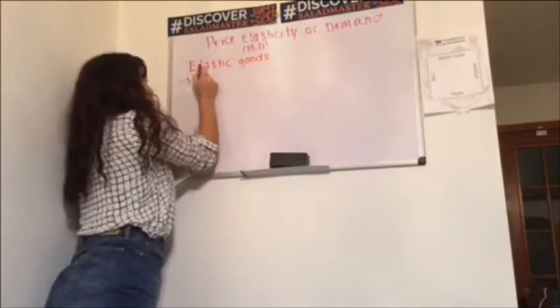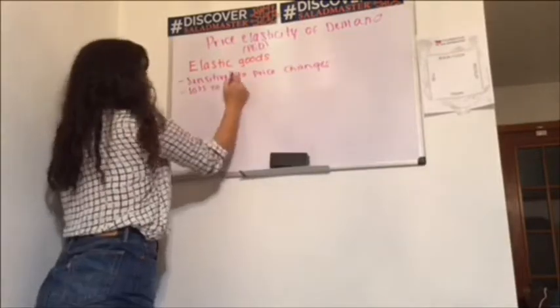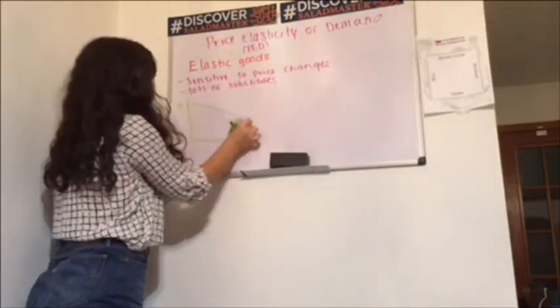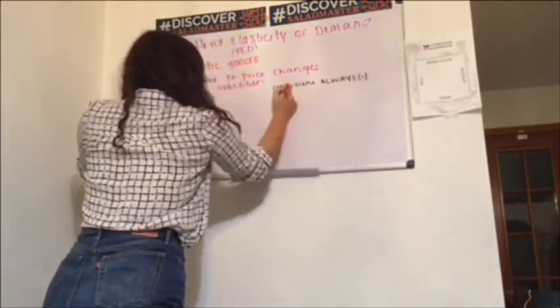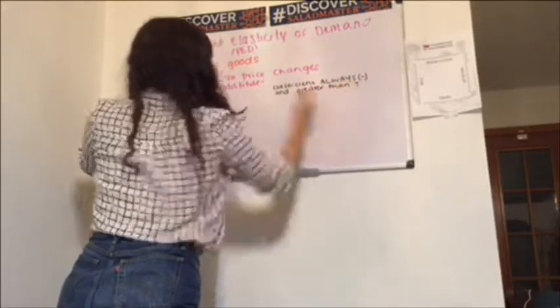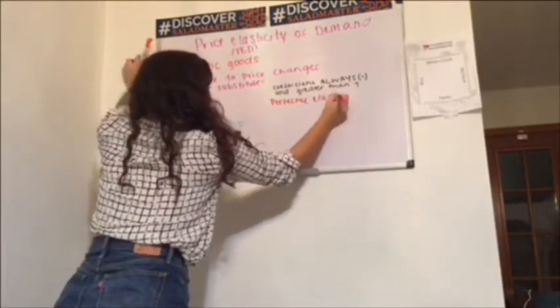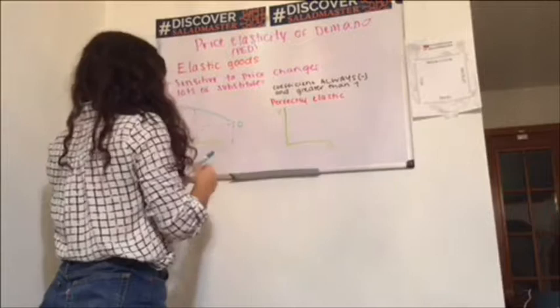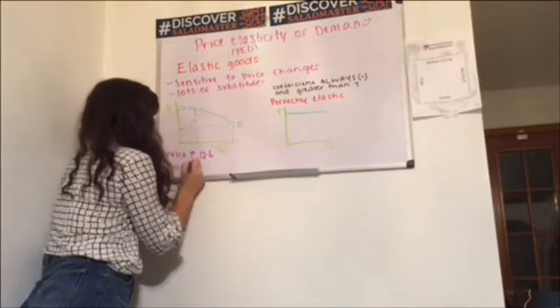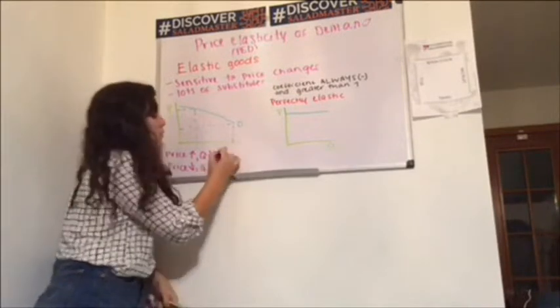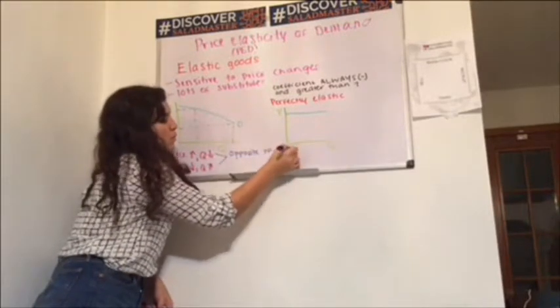Elastic goods are sensitive to price changes and have lots of substitutes. The graph of an elastic good is almost flat since a change in price will largely affect quantity demanded. The coefficient will always be negative and greater than 1. For a perfectly elastic good, the graph will be flat. If the price increases, the quantity will decrease, and if the price decreases, the quantity will increase, opposite to those of inelastic goods.